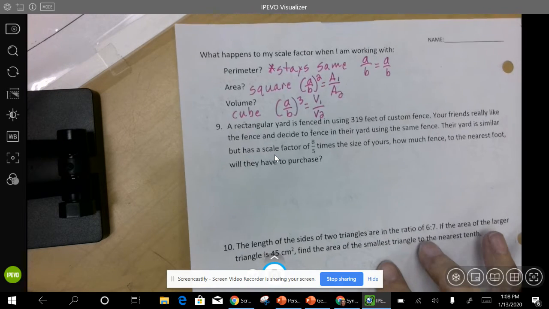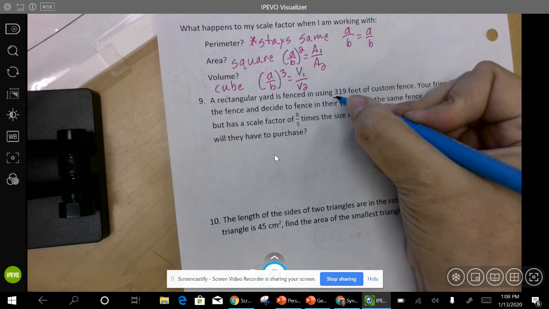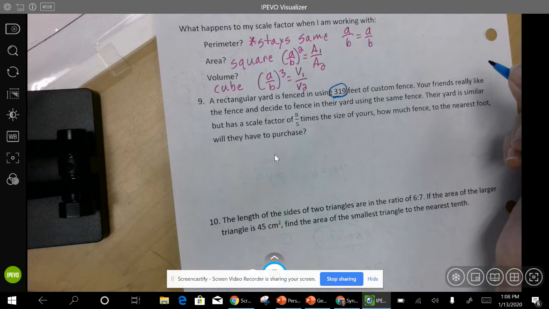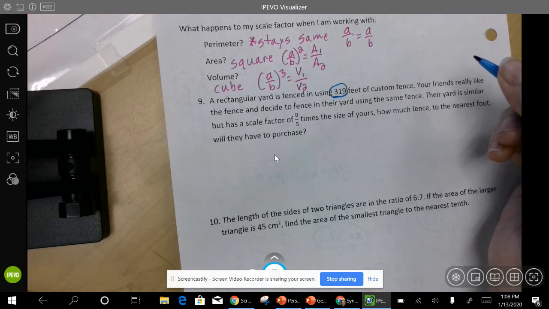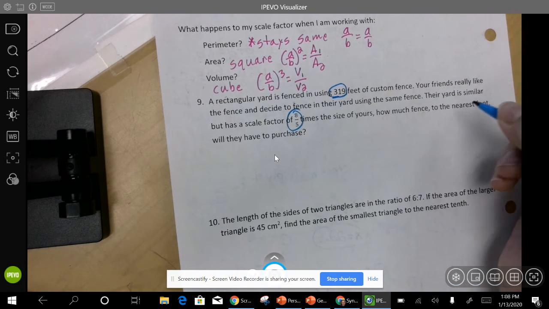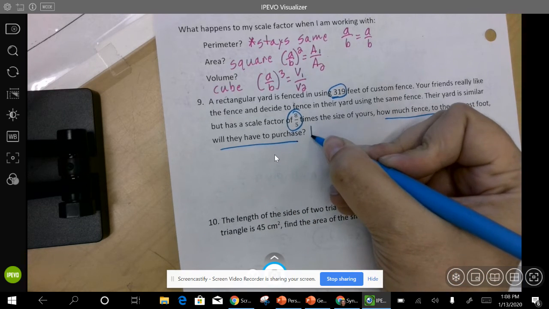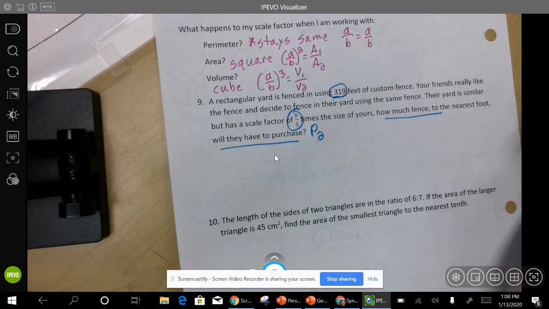Okay. So it says a rectangular fence is using 319 feet. The friend likes the fence and decides to fence their yard. Their fence is similar, but it has a scale factor of 9 over 5. How much fence to the nearest foot will they have to purchase, everybody? So they're looking for the perimeter.